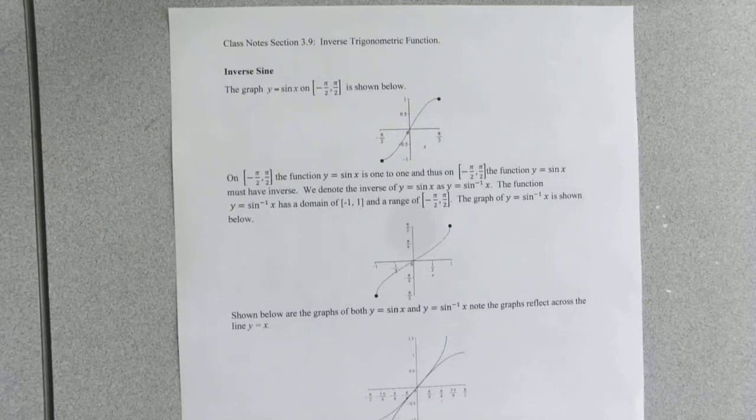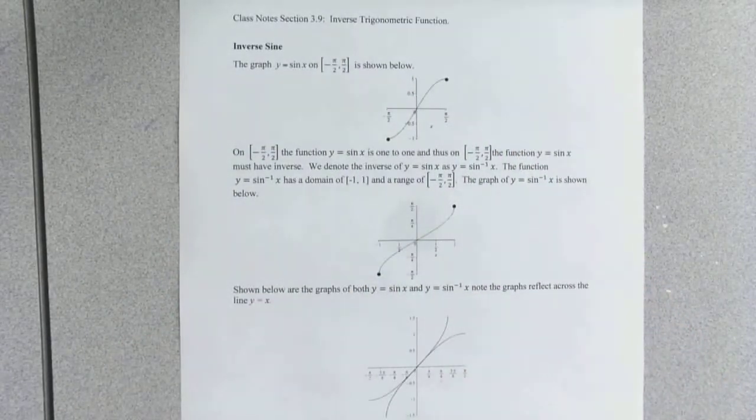Inverse sine. So the graph of y equals sine x on negative pi over 2 to pi over 2 is shown. On that interval from negative pi over 2 to pi over 2, y equals sine x is 1 to 1, and thus on that interval, the function has an inverse. Remember, things have an inverse if they're 1 to 1. So it turned out that sine, cosine, tangent, all of them, on their full domains are not 1 to 1. If you think about the sine curve graph, it keeps going up and down, up and down. It would not pass the horizontal line test, so it would not be 1 to 1. But if we restrict it to just this interval, it's 1 to 1, and so there will be a function.